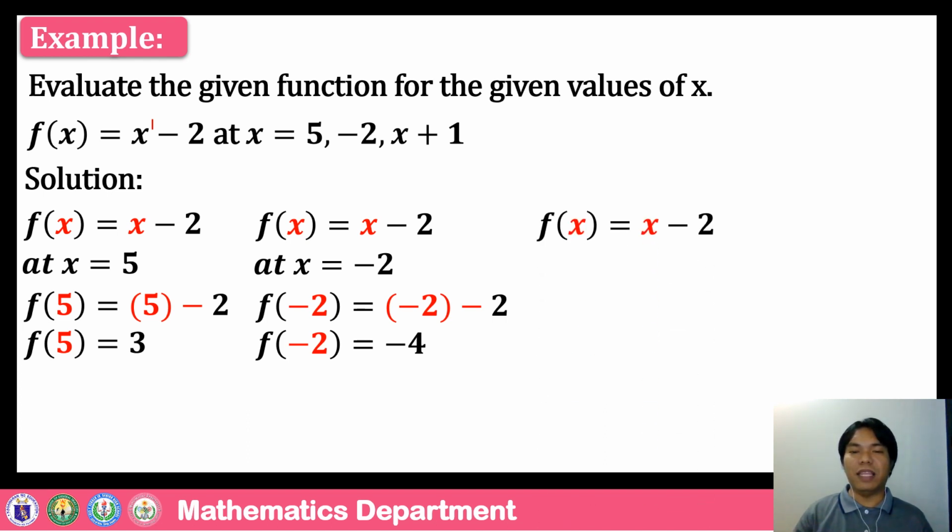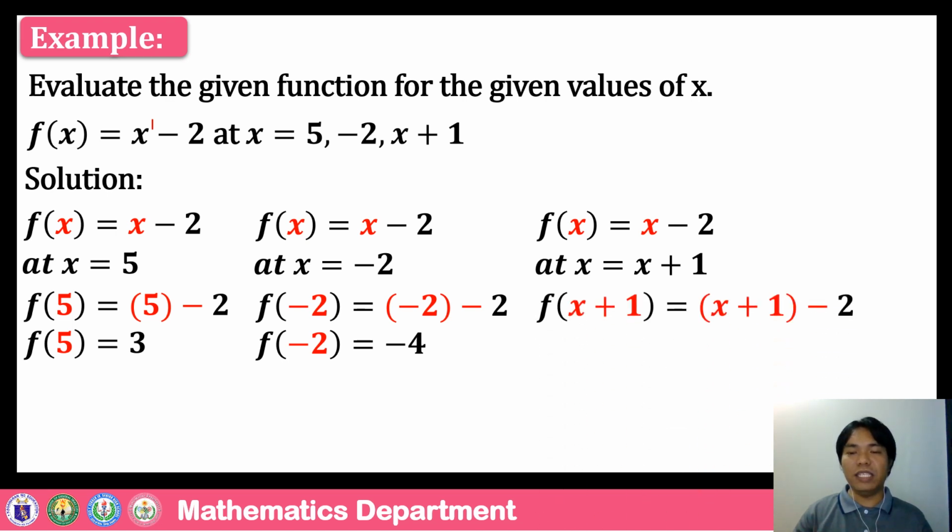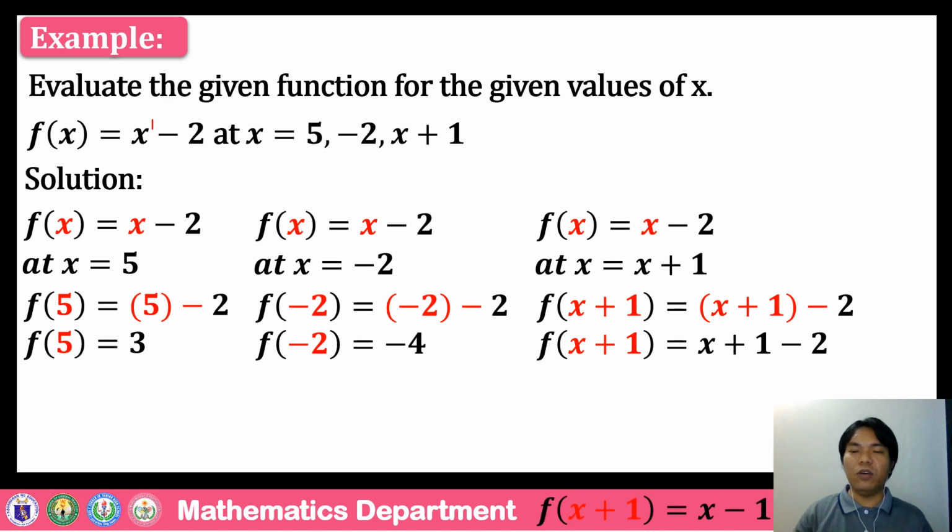At para naman sa ating pangatlong value ng x, we are given here x is equal to x plus 1. Para ma-evaluate natin ito, papalitan lang natin ulit yung ating variable x sa ating original na function at ito ay magiging f of x plus 1 is equal to x plus 1 minus 2. At pag sinimplify natin ito, magkakaroon tayo ngayon ng f of x plus 1 equals x minus 1.